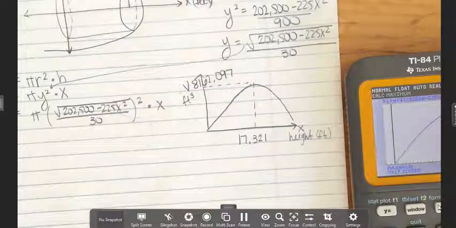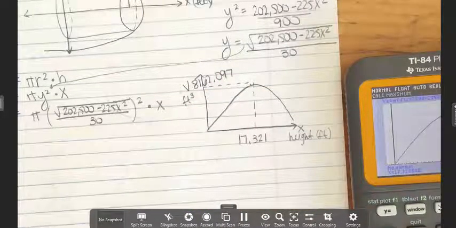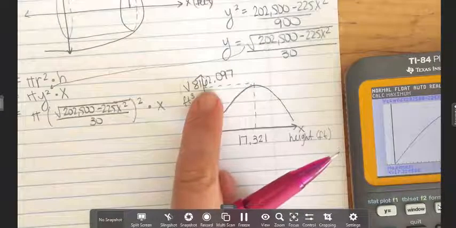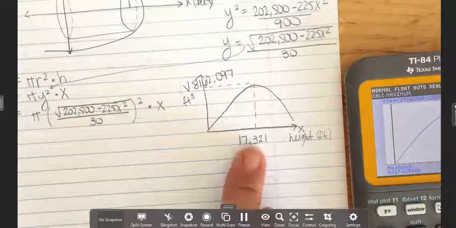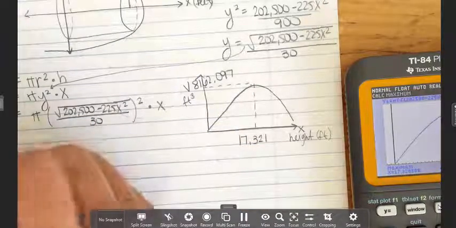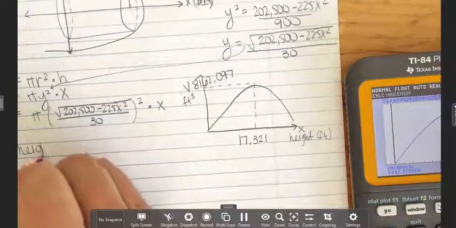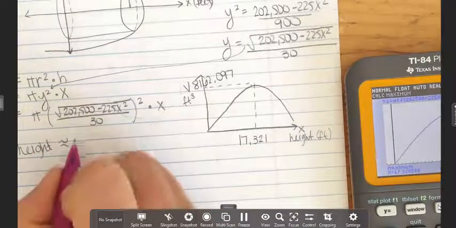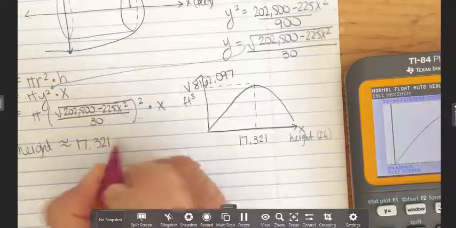Okay, back to my question. How should the cylinder be constructed to give it the maximum volume? All right, so we have a maximum volume of that. The height should be 17. So height will be approximately 17.321 feet.